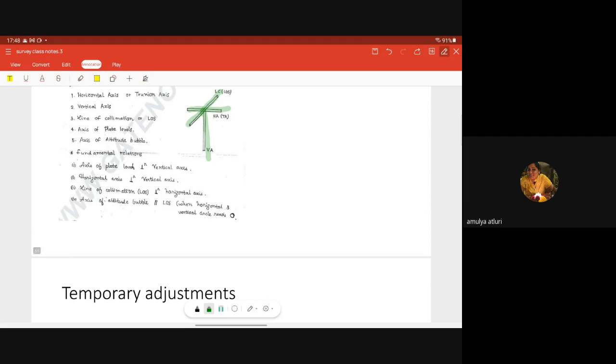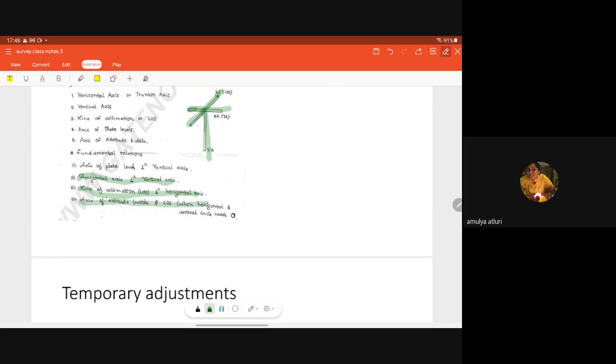Okay, so what are the fundamental relations? The axis of the plate level must always be perpendicular to the vertical axis. The horizontal axis must always be perpendicular to the vertical axis. And the line of collimation must always be perpendicular to the horizontal axis. You need to remember this.